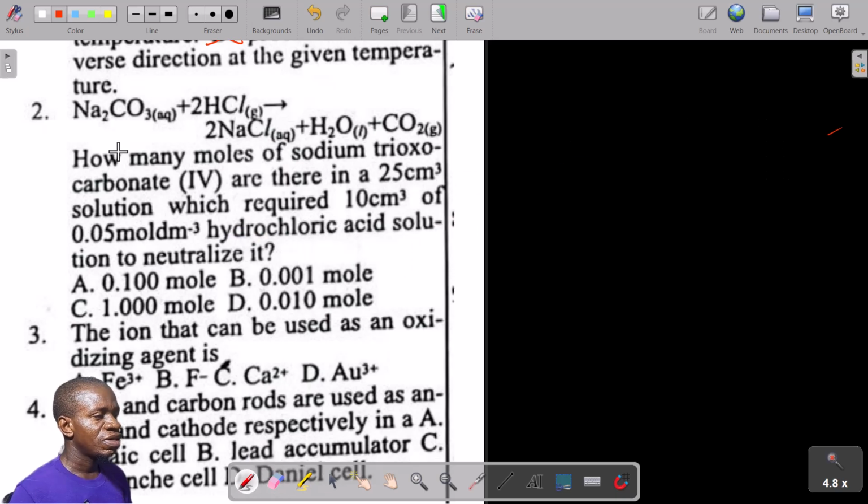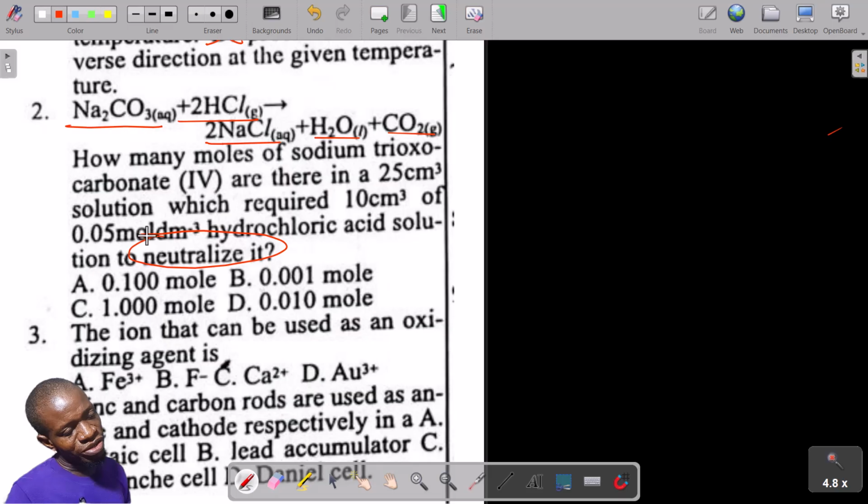The second question reads that you are given this reaction: sodium carbonate, Na2CO3, and hydrogen chloride acid, HCl, as the second one, to give you salt, water, and carbon dioxide. Automatically, I know that this kind of reaction is a neutralization reaction. Even if you read the question, they say neutralizes it. So this is a neutralization reaction.